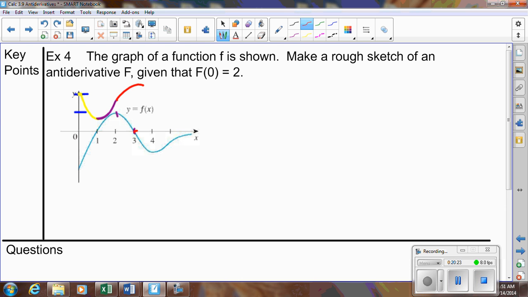Until we reach 3, another place where we're crossing the x-axis, so that's another maximum for this point. Then we've got negative. A negative derivative tells us we have to be decreasing until we get to 4. That horizontal tangent line then tells us we have a change in concavity. So it's still decreasing, it's just not decreasing as fast. So we have to change from concave up over to concave down.